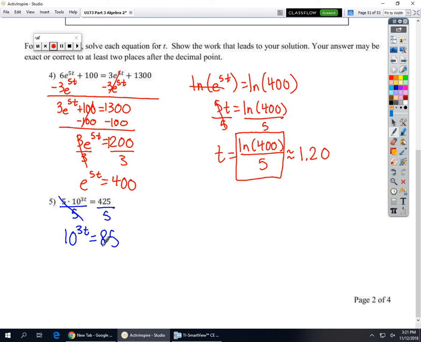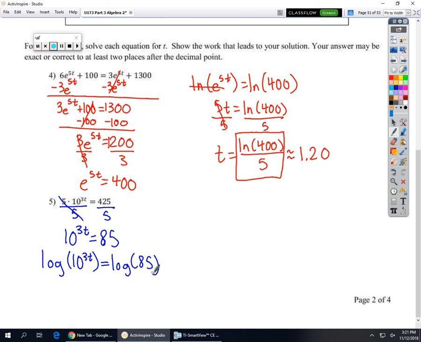How do I get rid of that 10? Well, I can't use ln. ln is only allowable for e. For 10, you would use just log. Remember, if there's no base on the log, the base is assumed to be 10, which is why I can use regular log.